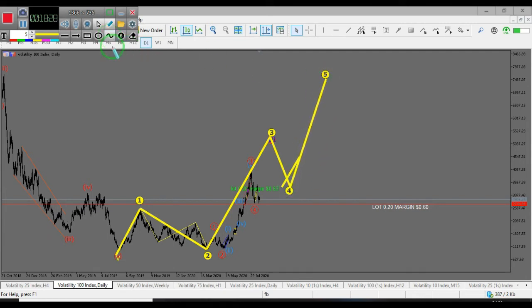Okay. What you should note, we have already made, let me use a different color, we've made 1, 2, 3, 4, 5. As I was saying, guys, between wave 2 and wave 3, we should have 5 good waves.